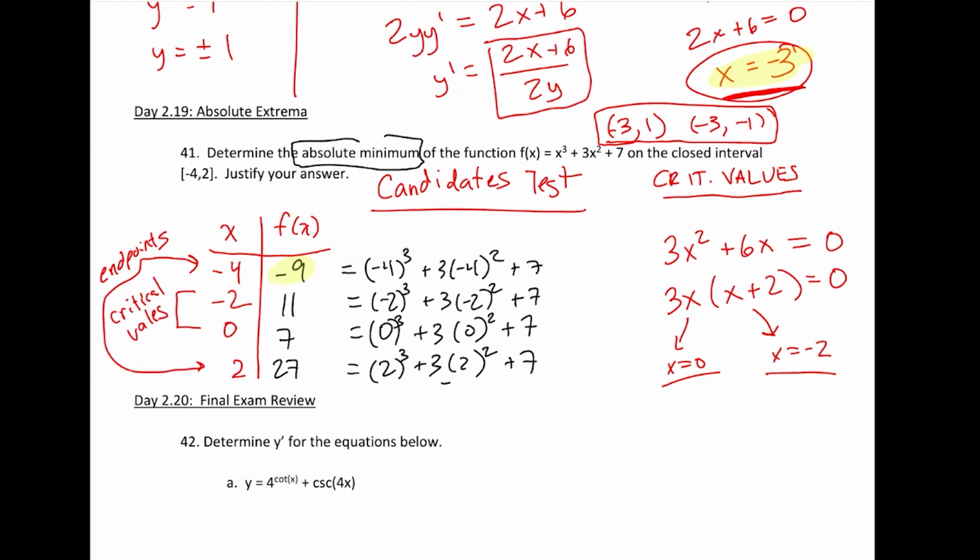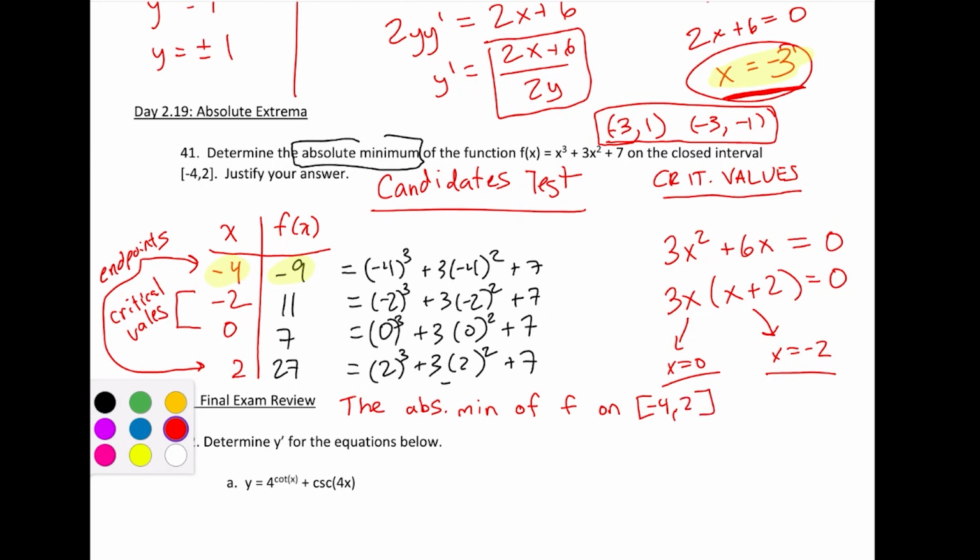So we have our absolute minimum at the endpoint -4, where x is -4, and the value of the absolute minimum is -9. So to answer this question, really what we want to say here is, well, let's not say it with the highlighter there. The absolute minimum value of f on the interval -4 to 2 is -9.